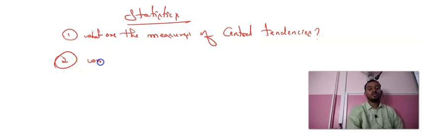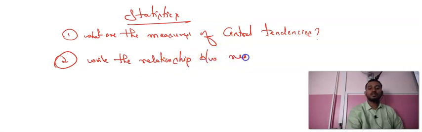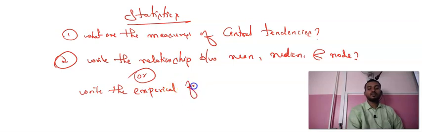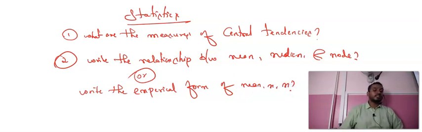Please make a note. Write the relationship between mean, median and mode. Or the same question they can ask you in this form also: write the empirical form of mean, median, mode. Write the empirical relationship, write the relationship, write the empirical form, all are one and the same.